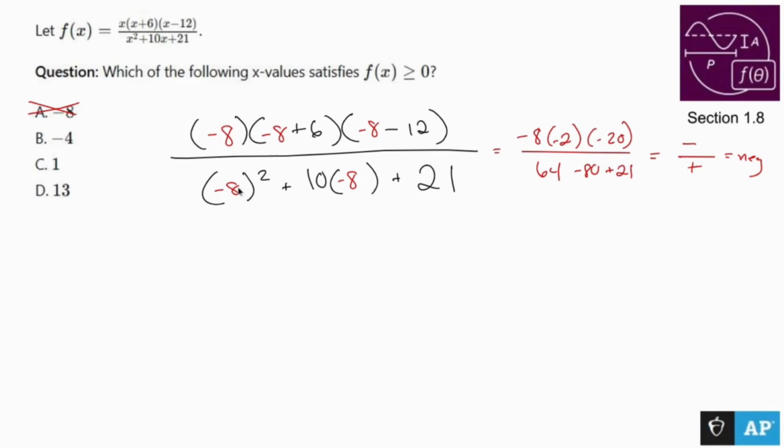Now let's erase these because I did that on purpose. Let's try it again with -4.